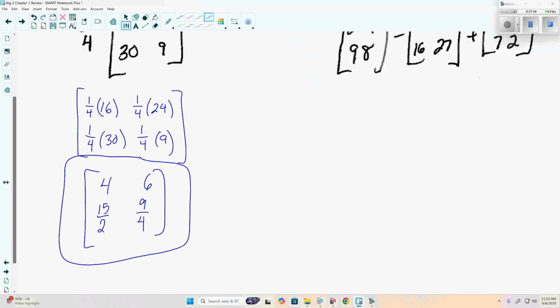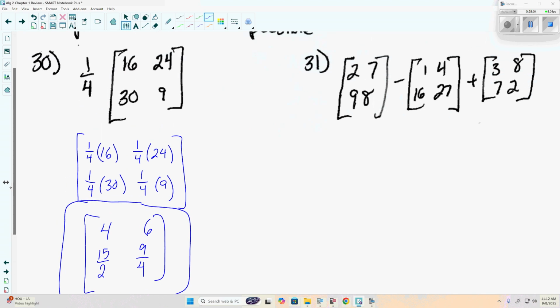Questions on this one here using the scalar? Do we want to look at 33 or 34 next? 33. So you're 31. This one here is the one you want to look at?